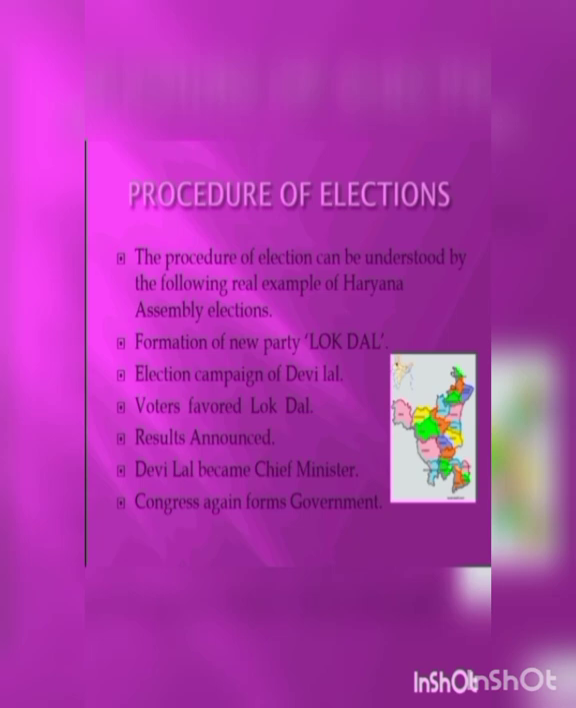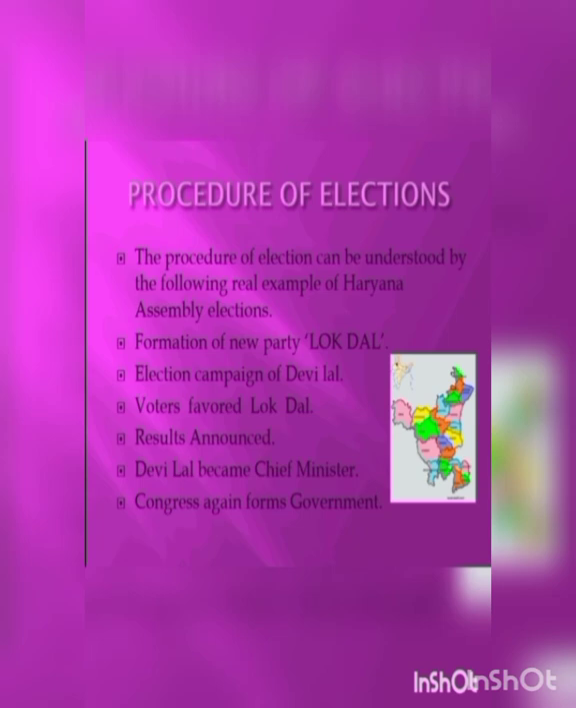Then his government issued a government order waiving the outstanding loans to small farmers, agricultural laborers, and small businessmen. Lokdal ruled the state for 4 years. In 1991 election, people did not want to support the party. This time, Congress won the election and formed the government.